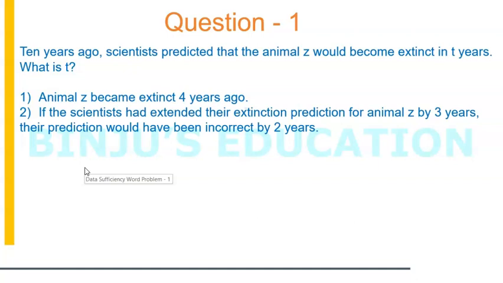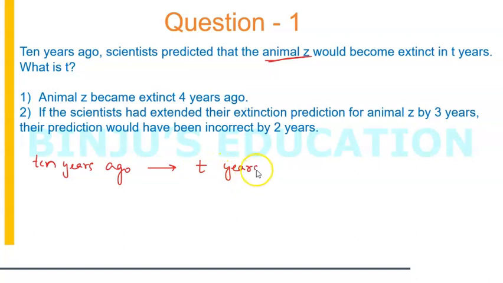Okay, let's see what this has to say. 10 years ago, scientists predicted that the animal Z would become extinct in T years. So 10 years ago, the scientists predicted that this animal Z would become extinct in T years. What is the value of T? So 10 years ago, they predicted that in T years, this animal Z would become extinct.